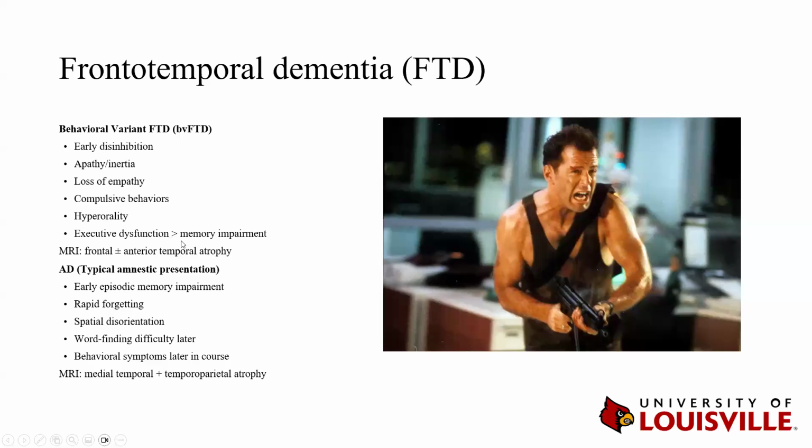They're also going to have executive function that's going to be greater than their ability to have pure memory recall. I want to contrast that with AD, which you have more of this episodic memory, rapid forgetting, some of this spatial disorientation. I might ask them, if they go to Walmart or Costco, any sort of big box store, are they able to find their car afterwards? They might have word finding difficulties later, but behavioral symptoms again later. And again, with an MRI, you're going to have more of that medial temporal or temporoparietal atrophy, in contrast with the frontal changes in FTD.